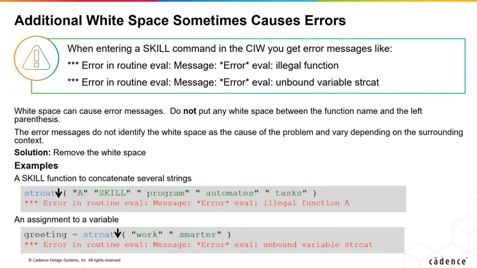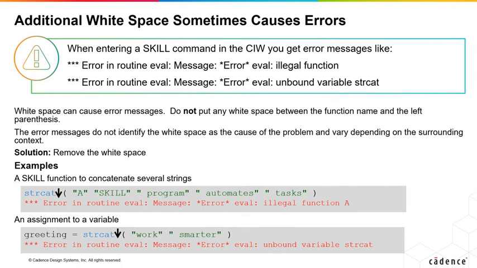So here we have some examples. The first is a skill function to concatenate several strings. It's called strcat. And then we want to pass in several strings to the strcat function. Now everything looks fine except we have put a white space after the strcat command and before the left parenthesis.